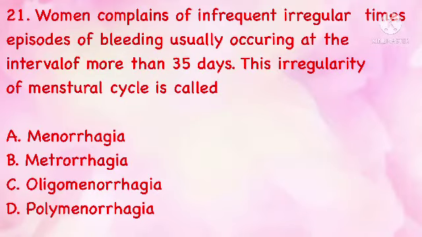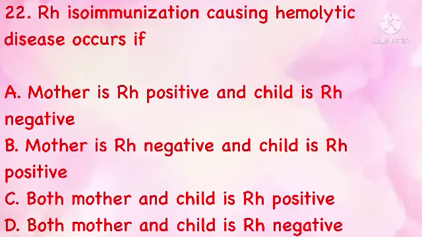Women complains of infrequent irregular episodes of bleeding usually occurring at the interval of more than 35 days. This irregularity of menstrual cycle is called menorrhagia, metrorrhagia, oligomenorrhagia, polymenorrhagia. And the correct answer is C. Oligomenorrhagia.